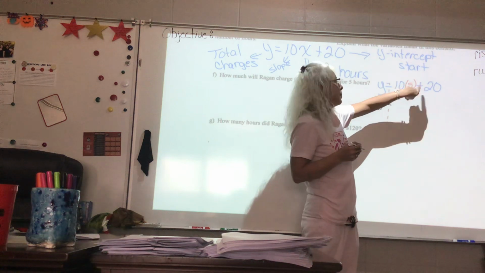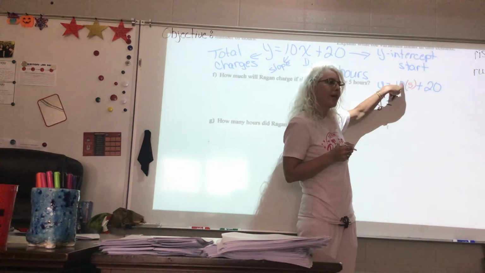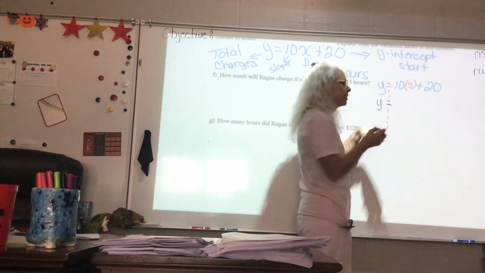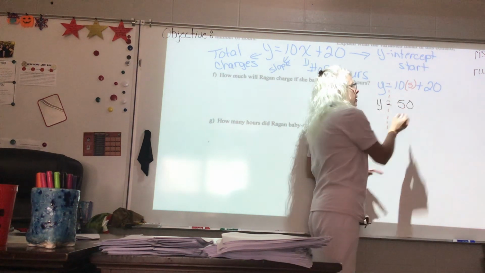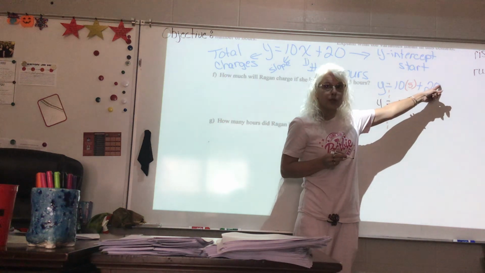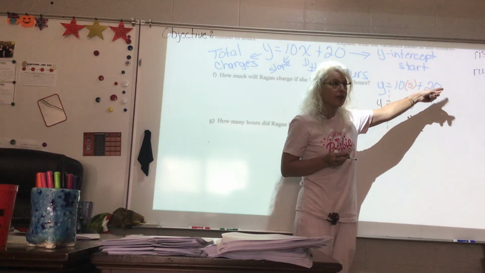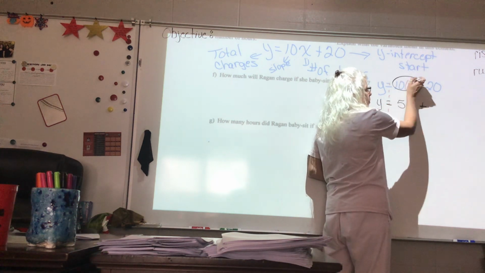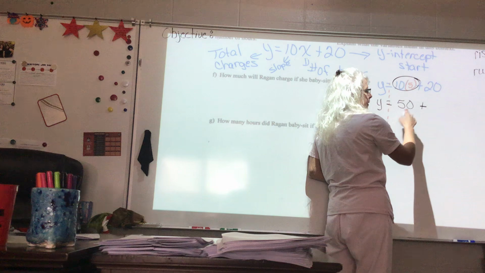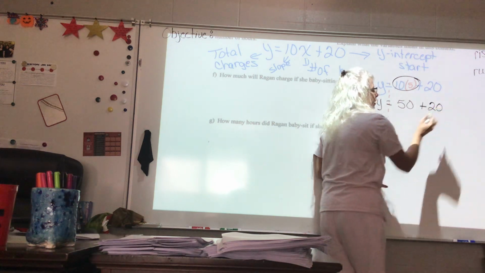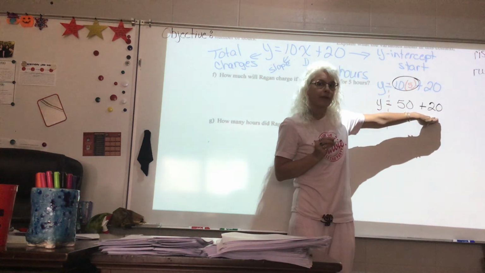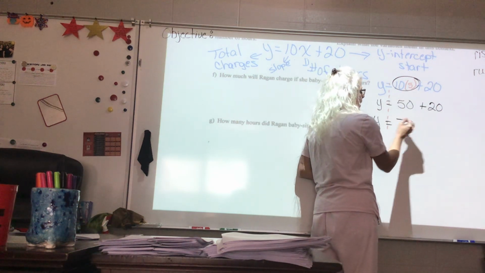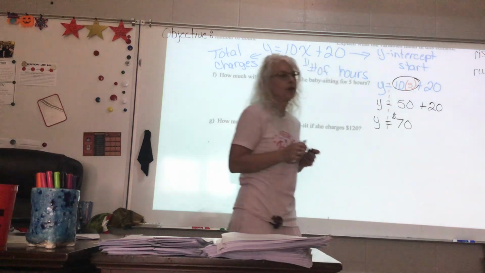If she is babysitting for 5 hours at $10 a piece, doesn't that mean she gets $50 just for babysitting those two kids? But then she gets paid another $20 just for showing up, probably for that gas money. So we're going to do order of operations, we're going to do the multiplication, and then we're going to add her initial fee. So for 5 hours, she's going to get paid $70.